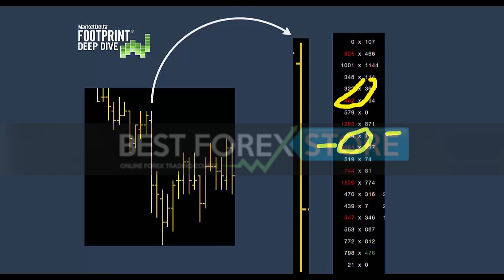The other thing I want to make mention of when trading or looking for thin spots is it's showing you that the market picked up speed.